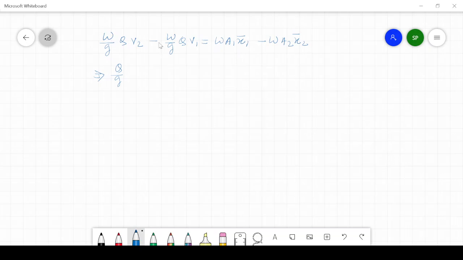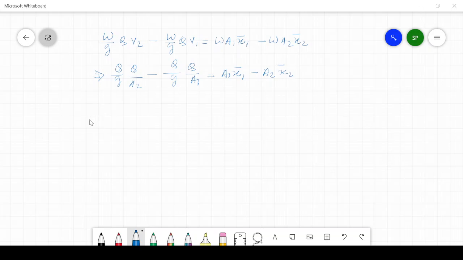Now, Q by V. Now, V2 can be replaced by Q by A2, isn't it? Minus W by G Q. Sorry, W is cancelled out from both sides. Q by G E1 is equal to Q by A1 is equal to A1 x1 bar minus A2 x2 bar.